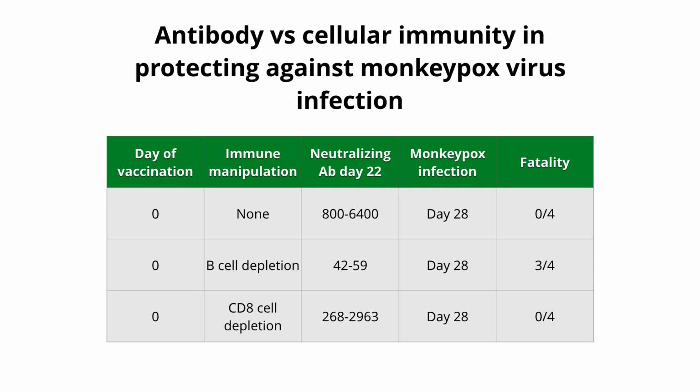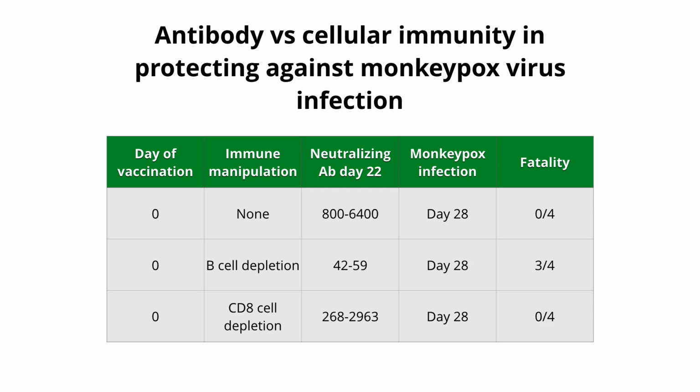So on the top line, we're going to vaccinate these animals on day 0. And in the top line, there's no manipulation. We're going to leave them alone. We measure neutralizing antibody on day 22 to the virus. So you can see here, by 3 weeks, we have a nice neutralizing antibody response to the virus. And then we infect the animals. We challenge them with virus on day 28. And we measure fatality. That's the outcome or the readout of this experiment. So here, all the animals are protected by this vaccination.